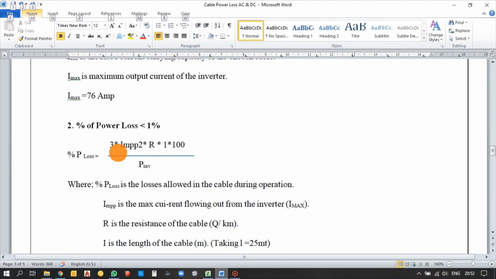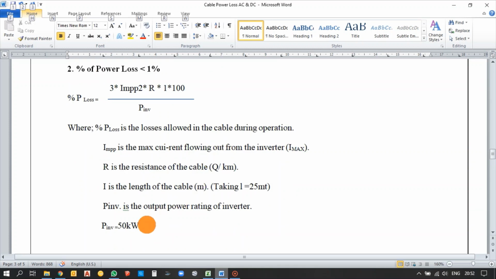And the formula would be 3 into IMP square R into L into 100 divided by the maximum power in the inverter. I have chosen 50 kilowatt, which is the maximum power in the inverter. And you know the resistance and length of the cable you are going to lay, so taking it as 25 meters.